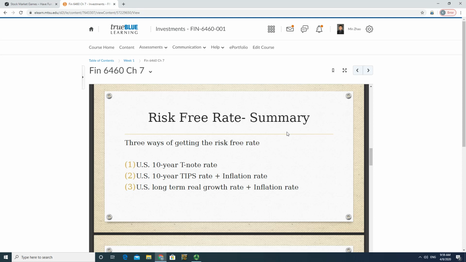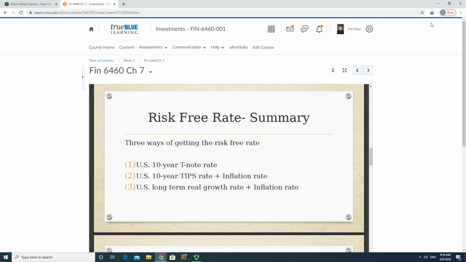But this is not the only way that we can get the best estimate of risk-free rate. Here, I would like to use the word estimation. Risk-free rate is a theoretical term. In the real world, we can only find a good estimation of risk-free rate. And this 10-year T-note rate is one of those proxies. Other than the 10-year T-note rate, we have two other choices.